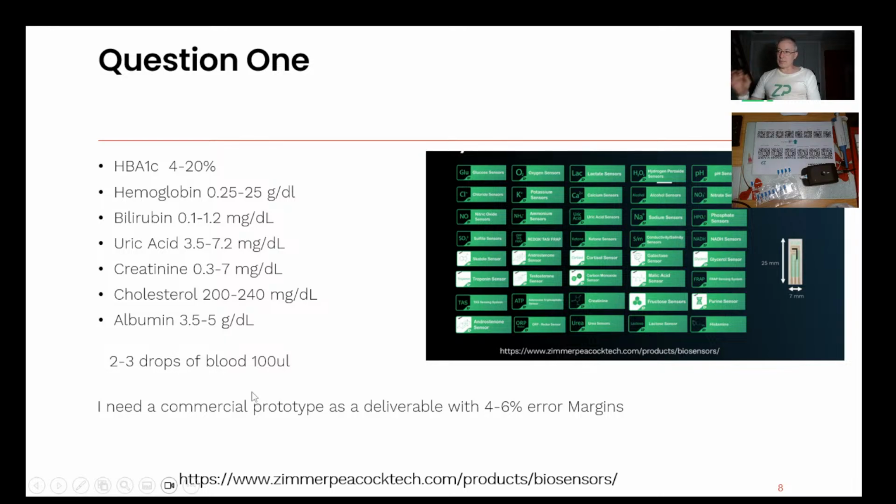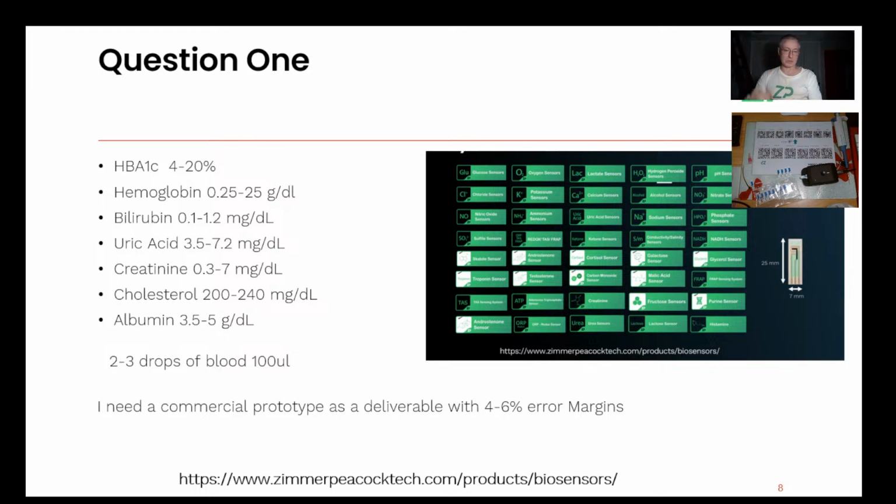And he wants a prototype. When people say, oh, with a 4 to 6% error margin, most glucose meters on the market have a 15% error margin. So you really do have to understand what it is you're asking for. If you're asking for 4 to 6%, you may have to ask yourself whether that is what the market is demanding. The good thing about ZP is we can put these requirements within the context of what's actually on the market already.